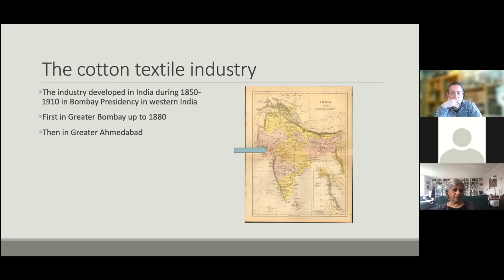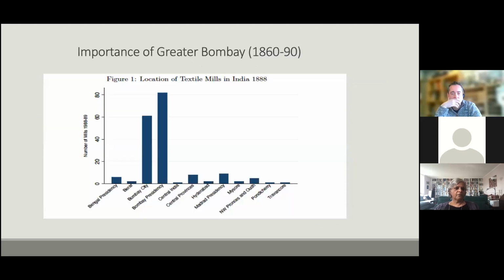also in Western India. When we look at the location of cotton mills in India in 1888, you can see most of this was in Western India in the province of Bombay Presidency. Most of the firms were located in Bombay City, and the rest were in other parts of the Bombay Presidency. And every other region had one or two firms, but not more than that.